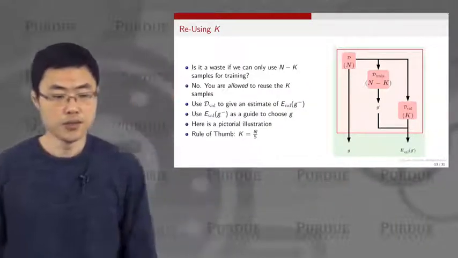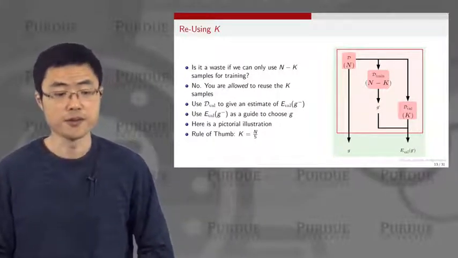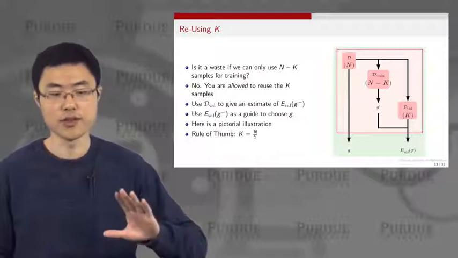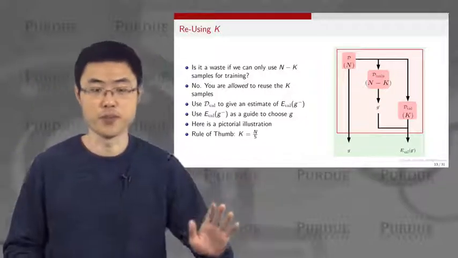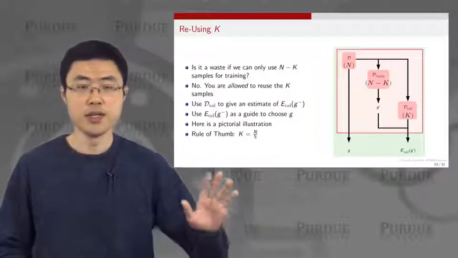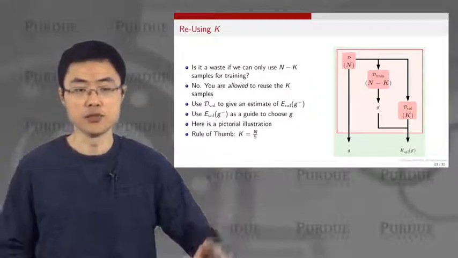Okay. The rule of thumb for the choice is k equals n divided by 5. Now that's not strict. That's also not mathematical. That's just some heuristics that we have been observing in practice. Normally choosing between n divided by 10 and n divided by 5 is usually a good range.